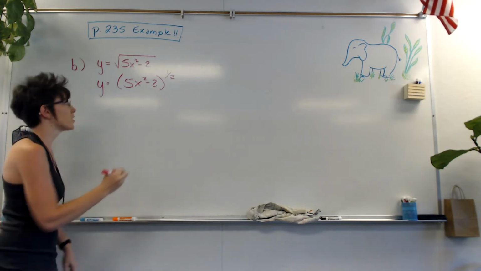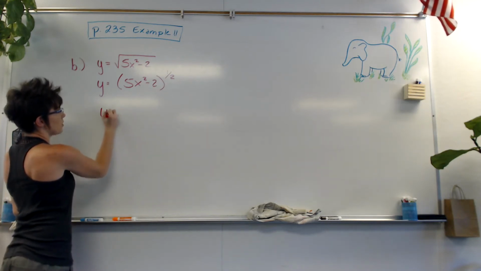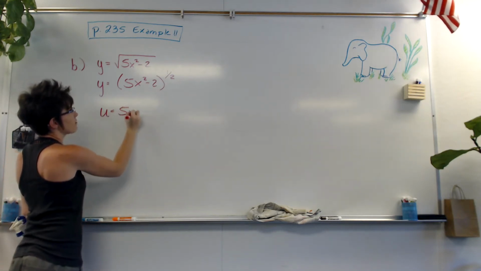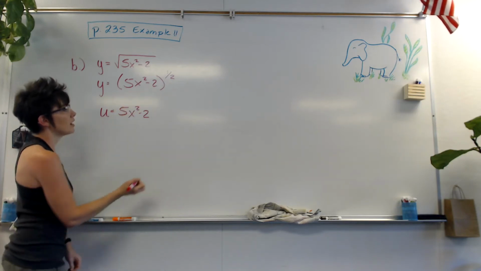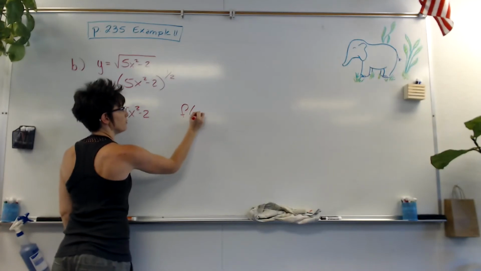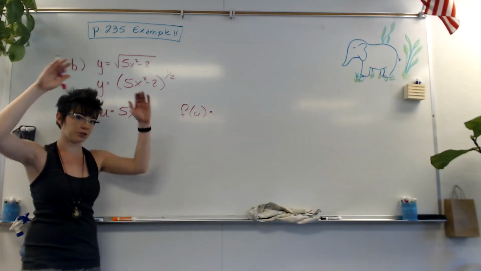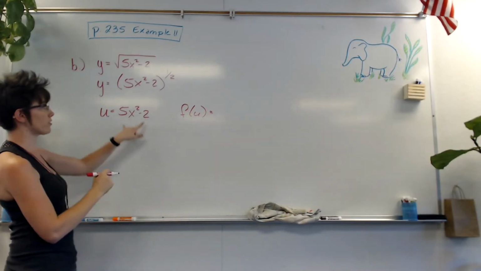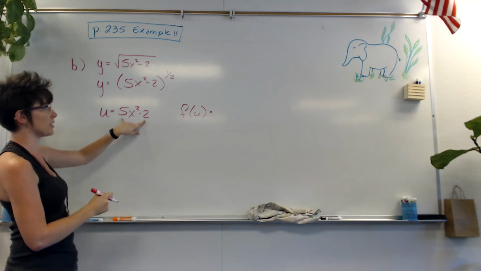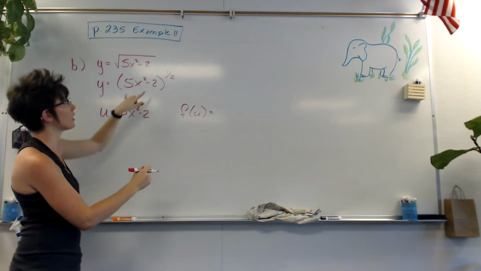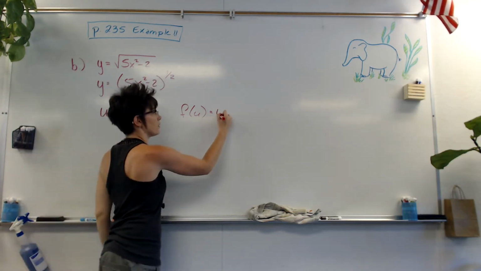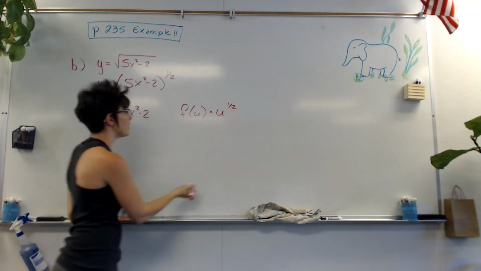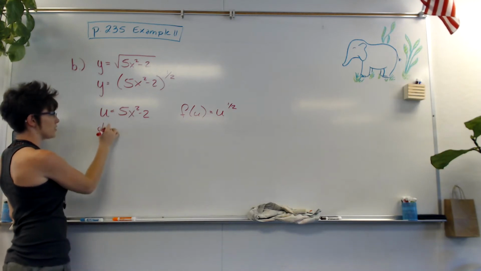So the inner function is what we call u, and it's going to be 5x squared minus 2. That's my innermost function there. And then f of u is that outer structure, like the house. So whatever's happening to my 5x squared minus 2 is the outer function. And I can see it's going to be u to the 1/2 power. And now let's find out what du dx is.